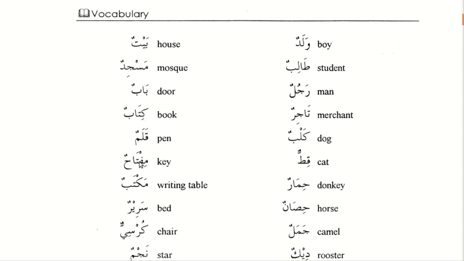Himarun. Himarun means donkey. Makhtabun. Makhtabun means a writing table. Hisanun. Hisanun means horse. Sarirun. Sarirun means bed.